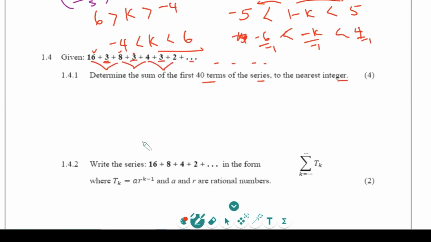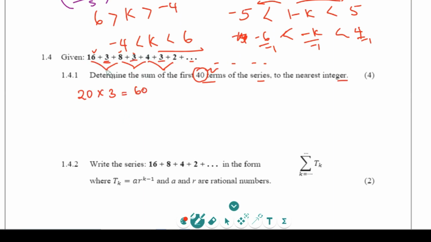Okay, so since we have a uniform sequence of 3s, and we're talking of 40 terms, which means half of the terms, or half of the 40, is going to be made of 3s, and then the other half will be made of this other pattern. So for the first case, I'll say 20 times 3, and then I'll have my 60.